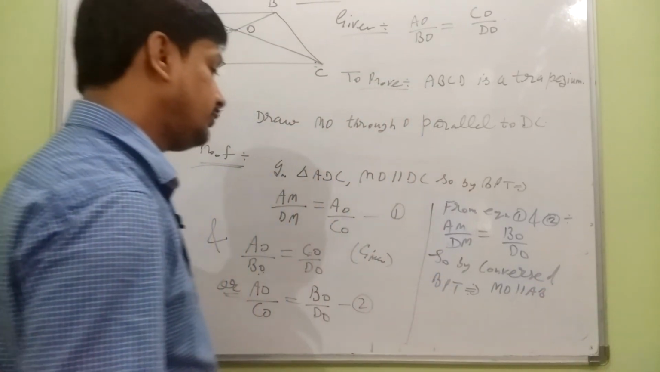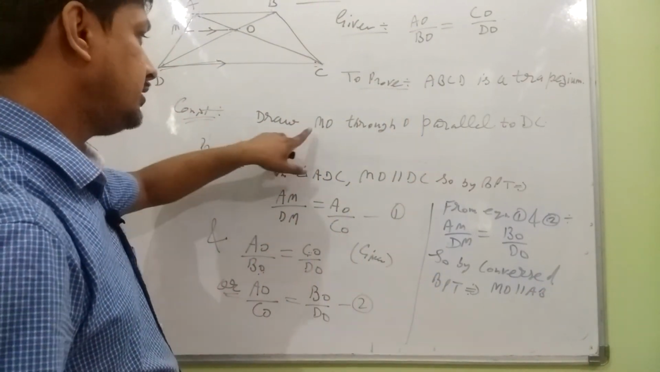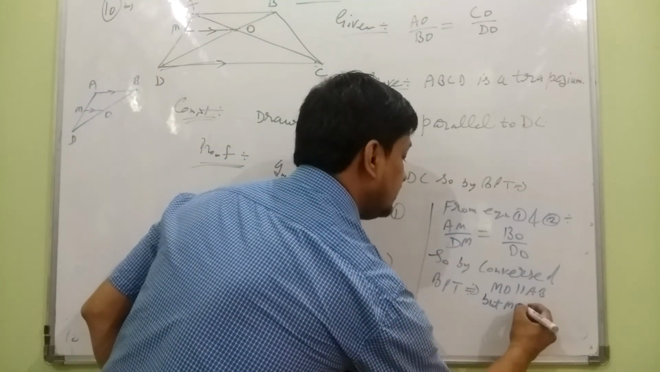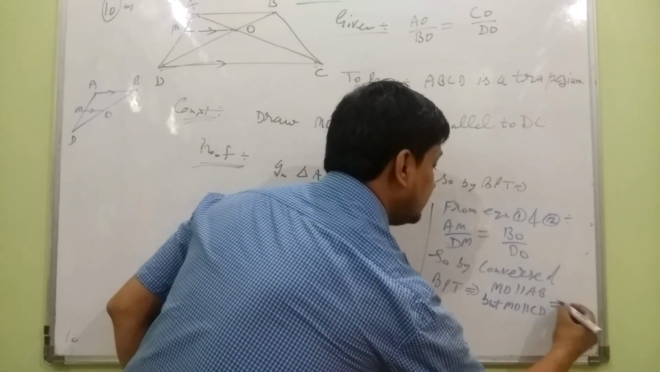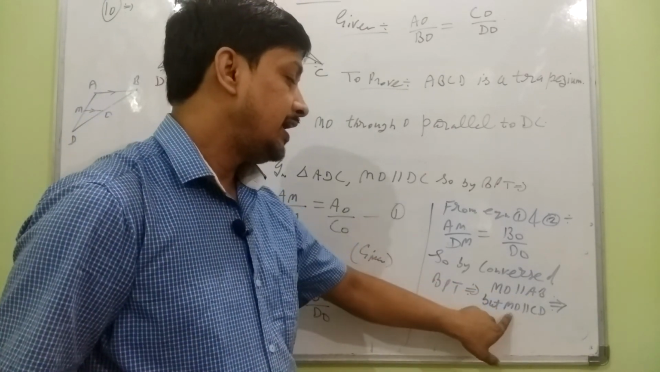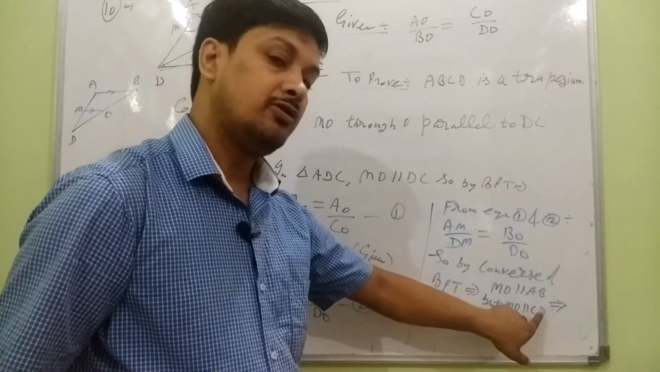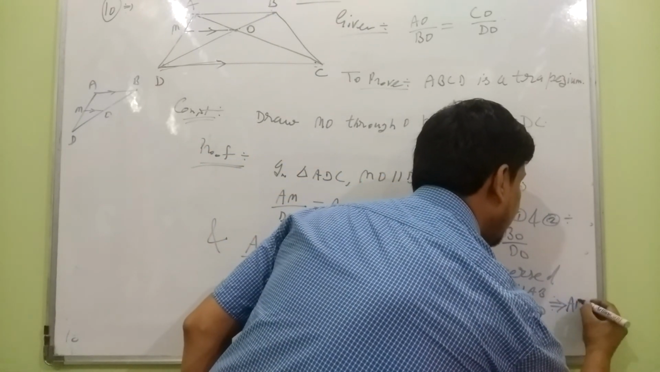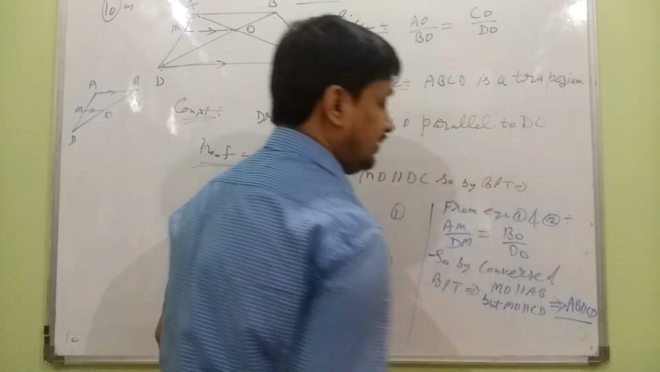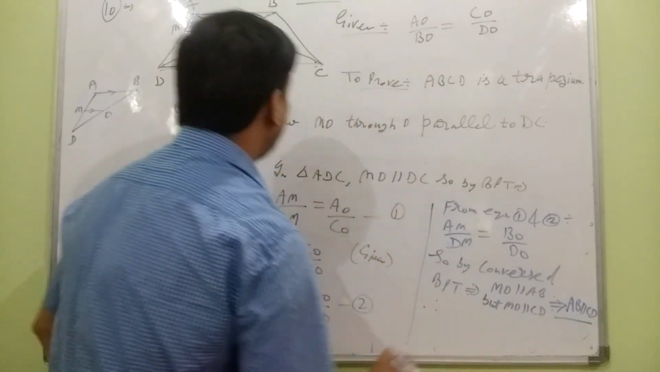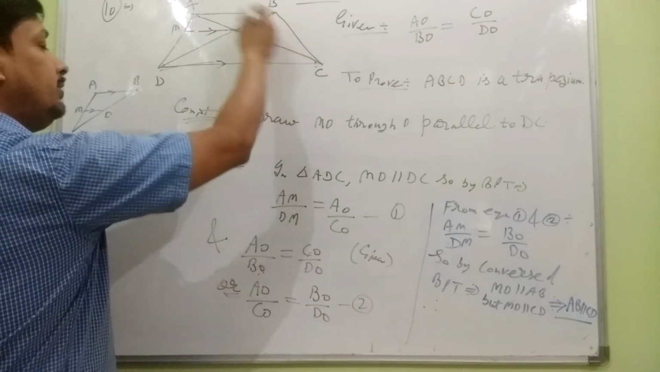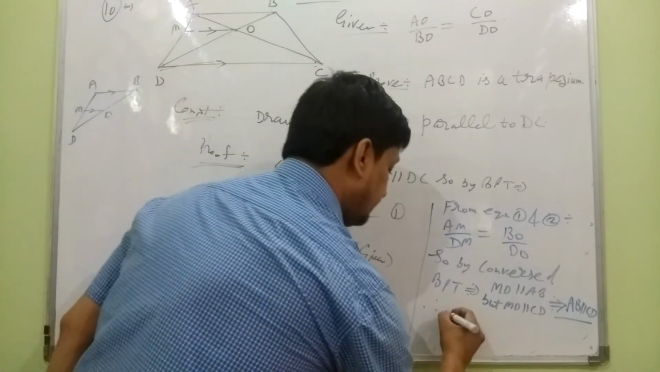But at the same time, MO is parallel to DC by our construction, so MO is parallel to CD. What does this give you? If MO is parallel to AB and MO is parallel to CD, then AB will also be parallel to CD. So you can write AB is parallel to CD. So if AB is parallel to CD, then obviously this quadrilateral ABCD will be a trapezium.